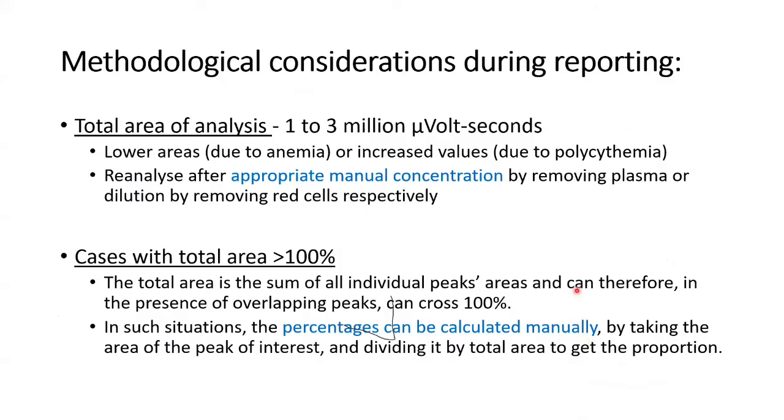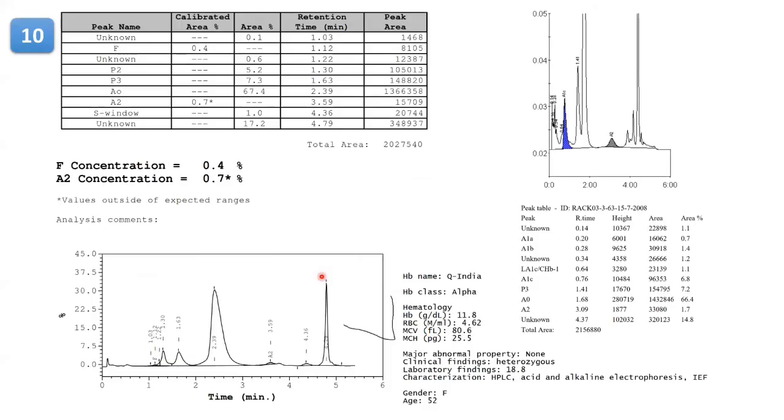So what are the methodological considerations which you should have during reporting? One is that you should check that the total area of analysis is between 1 to 3 million. Low area could be because of anemia, or increased values could be because of polycythemia. So in such cases, it is better to manually adjust the hemoglobin concentration within the sample. You require 5 microliter sample, so that can be diluted with a buffer and loaded onto the machine. Then there can be cases where the total area is more than 100%. So this can happen. So I can show you an example.